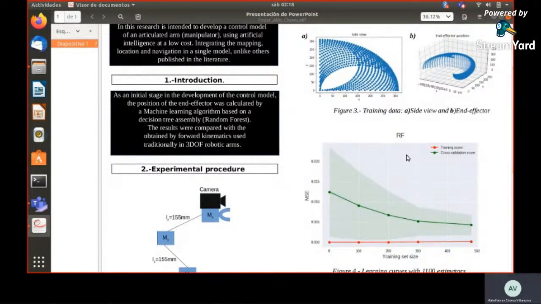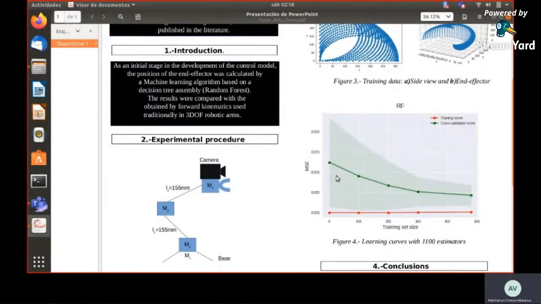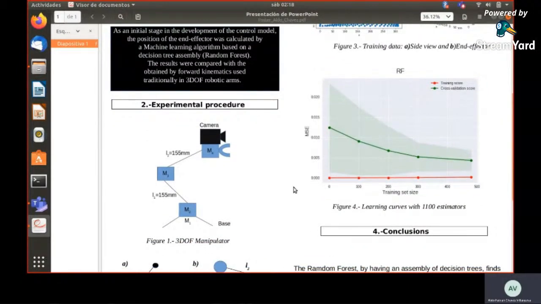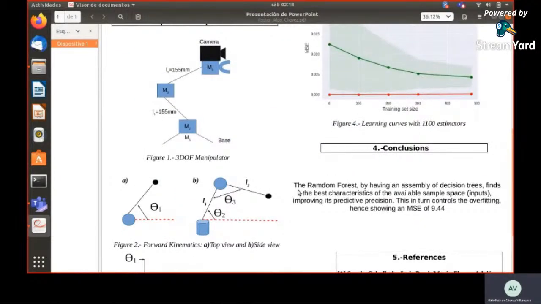The best results were for a random forest with 1,100 estimators. To measure the performance of the algorithms, the mean square error was implemented. According to the learning curve, it is possible to observe that as time passes, the algorithm considerably decreased the variance, right here. It's important to say that the dataset was split with 20% for validation test and 80% for the training process. This is important to say.